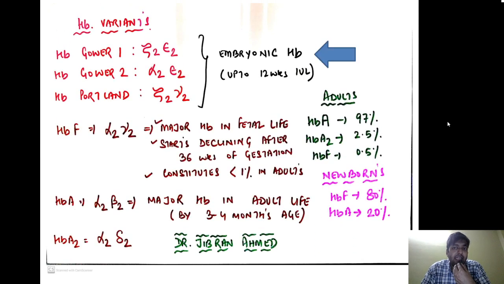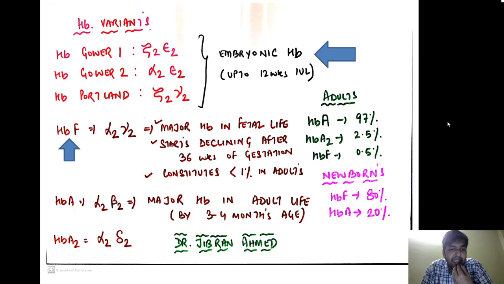Now let us look at the normal physiological hemoglobin variants. As we said, in embryonic life up to 12 weeks of intrauterine life, we have 3 embryonic forms of hemoglobin, that is hemoglobin Gower 1, Gower 2 and Portland. Gower 1 is zeta 2 epsilon 2, Gower 2 is alpha 2 epsilon 2, Portland is zeta 2 gamma 2. Okay, HbF is basically alpha 2 gamma 2, and it is the major hemoglobin in fetal life.